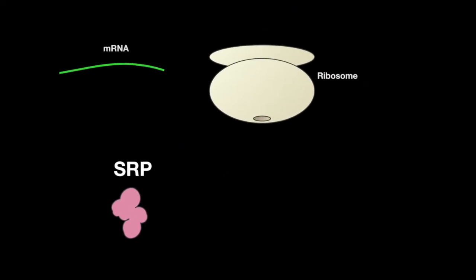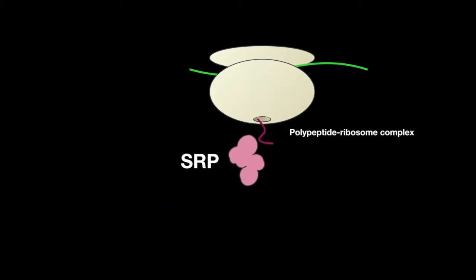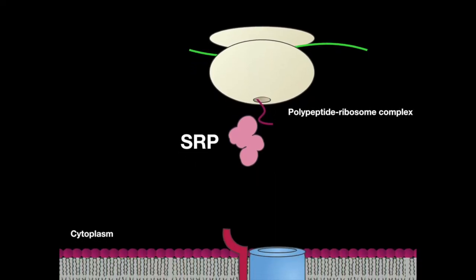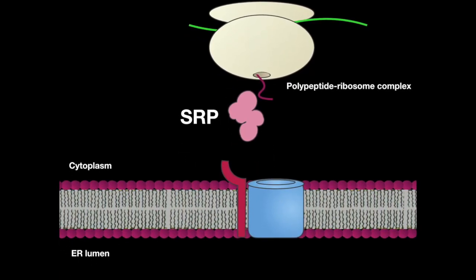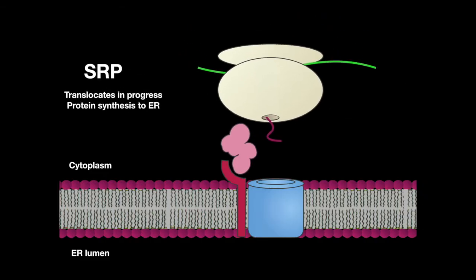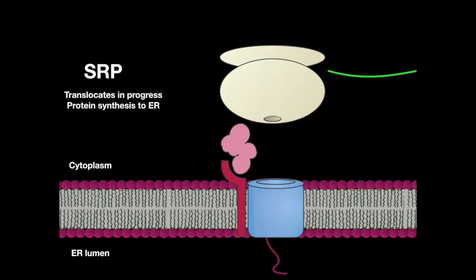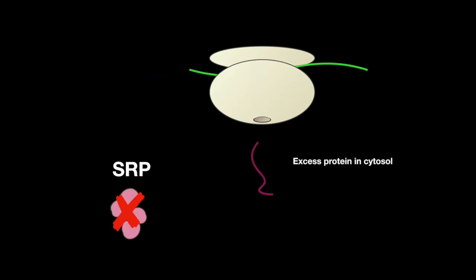An SRP is a signal recognition particle. When a protein is being translated in the cytosol, a signal recognition particle will transport the entire peptide ribosome complex to the rough endoplasmic reticulum by docking onto the SRP receptor. This allows the protein to be translated and simultaneously transported. If the SRP is defective or absent, then excess protein will accumulate in the cytosol.